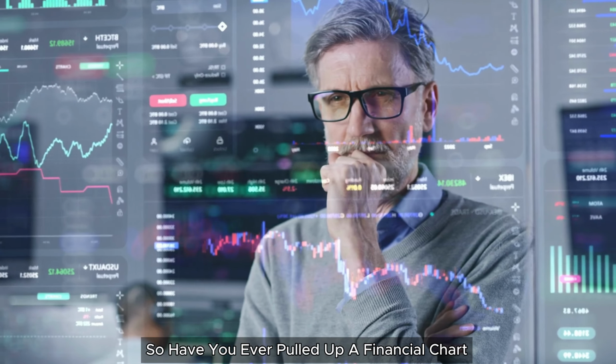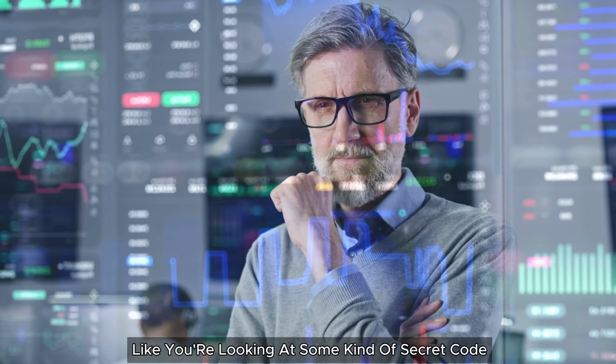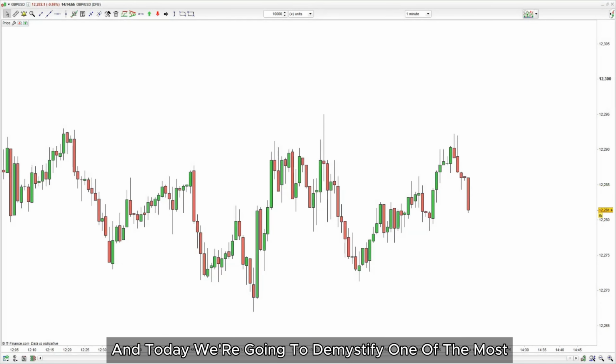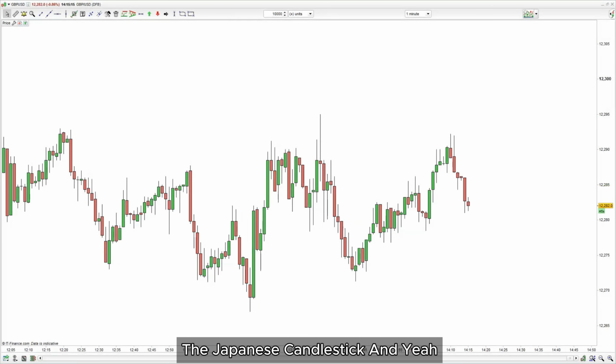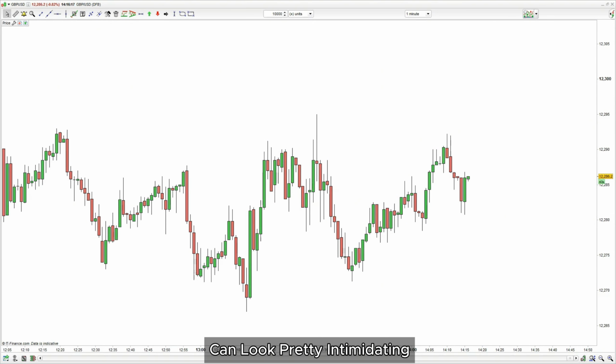So, have you ever pulled up a financial chart and just felt totally lost, like you're looking at some kind of secret code? Well, you're definitely not alone. And today, we're going to demystify one of the most important tools in trading, the Japanese candlestick. And yeah, I get it. A whole screen filled with these little green and red bars can look pretty intimidating. It's a wall of data, and at first glance, it just feels like chaos.